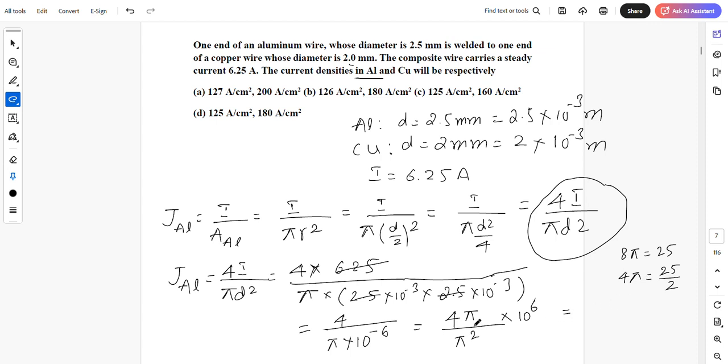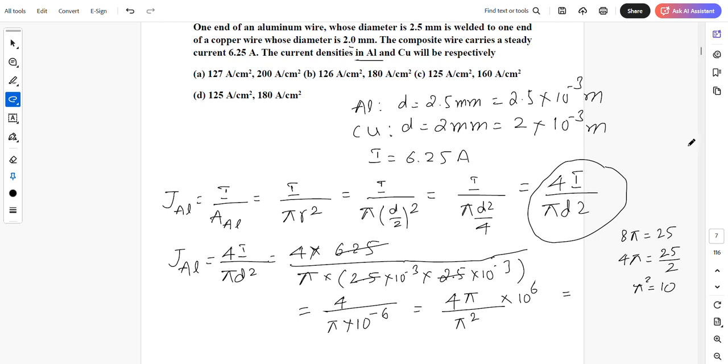Okay, now here what is the value of pi square? Pi square approximately 10 you take. See here, you have to be very careful here. You can write the same thing like this. 4 pi is nothing but 25 by 2, right? 25 by 2. Now already here what is there? Pi square, I can write this as 10. Understood?